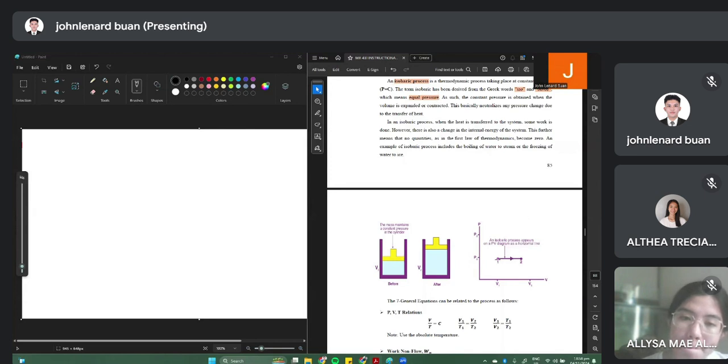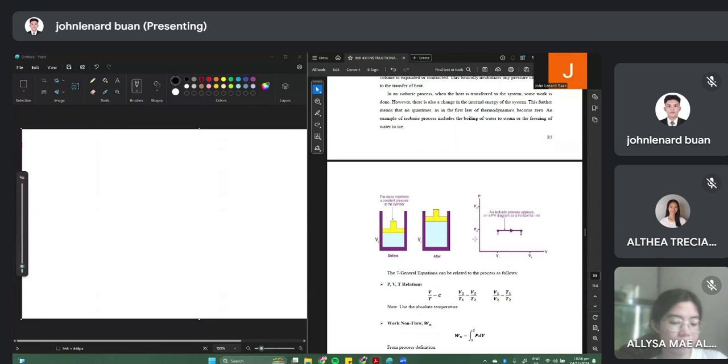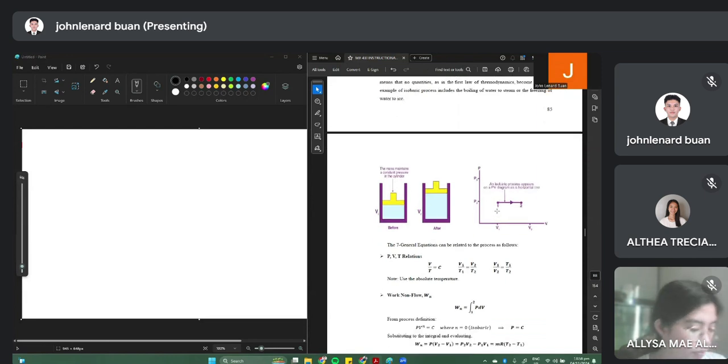Okay, so as the gas expands, the volume increases, from state point 1 to 2. Or the volume goes to the right po. Okay? Yan. So we have here the 7 general equations that can be related to the process as follows.